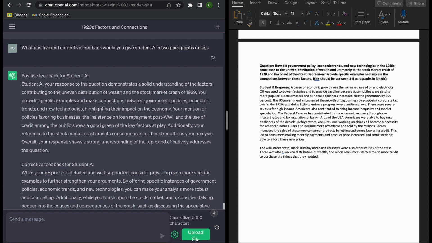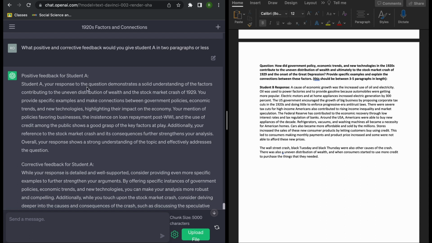Now let's put it all into one, right? So what positive and corrective feedback would you give student A in 2 paragraphs or less? This is the first iteration of the feedback that I want to give. It's going to start off with positive feedback for student A, and it's going to say it in the first person, as if I'm giving it to the student, which again, you can tell it how to format if you want to give it that personal touch. You absolutely can prompt the AI to make that happen, and this is kind of that.